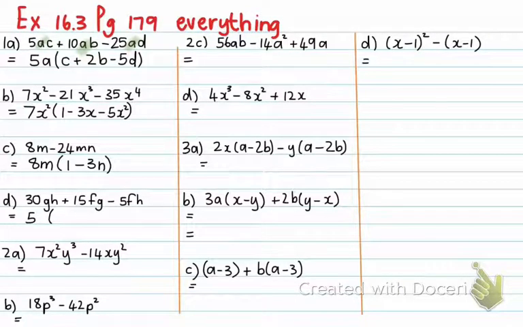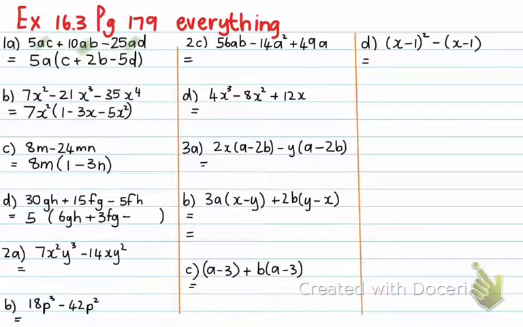Alright, now to determine what's left inside the brackets, you take the first term, which is 30gh, and divide it with 5. 30 divided by 5 is 6, and the g and the h will be left there. Plus, the second term is 15fg, and we divide it with the common factor. 15 divided by 5 is 3. The f and the g will be left. I keep the sign there. Just shift this bracket a bit further like that.